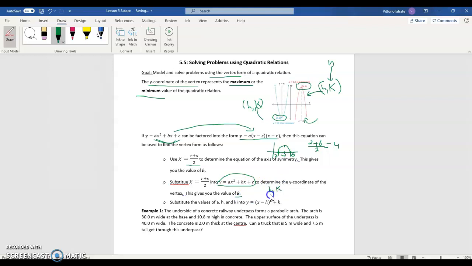Once you have your (h, k), you can plug your h and your k into the vertex form, and of course you would have your a, which you plug in as well. So once you have the (h, k) from the factored form using this process, you can plug in your a, h, and k into the vertex form, and that will allow you to solve problems where we're asking you for maximum, minimum, and so on.